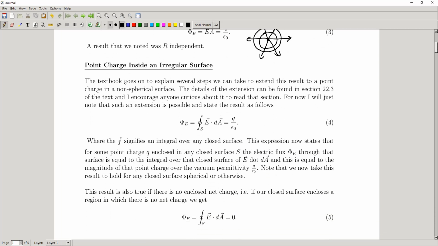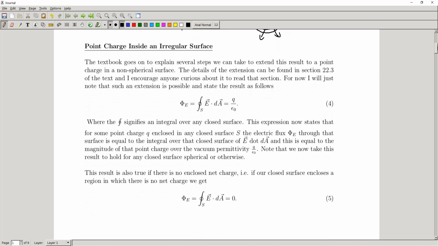Now, the textbook spends a good chunk of section 22.3, I think, talking about how to extend this idea from a spherical shell to any non-spherical, irregular shaped enclosing surface, any closed surface that's going to enclose our charge. I'm not going to go into that whole discussion. I'm just going to write it down here. For anybody that's interested in how the discussion would go, I encourage you to read section 22.3. But really the result is all that we're going to be very interested in. And that result is what we see here.